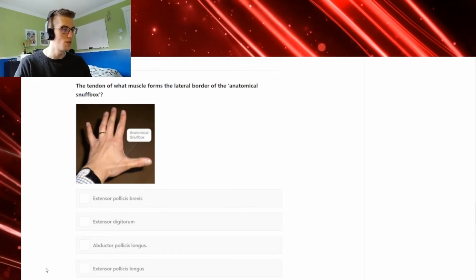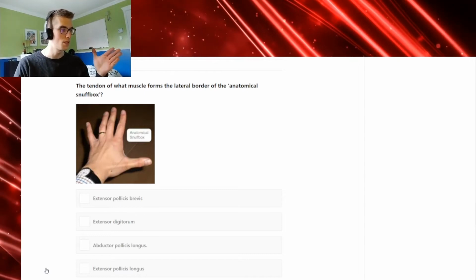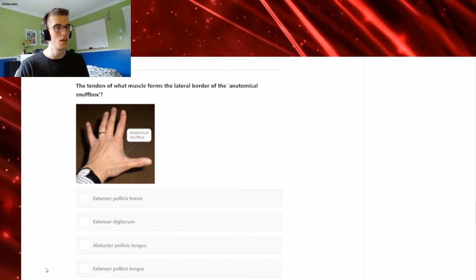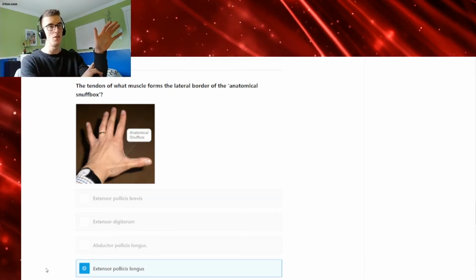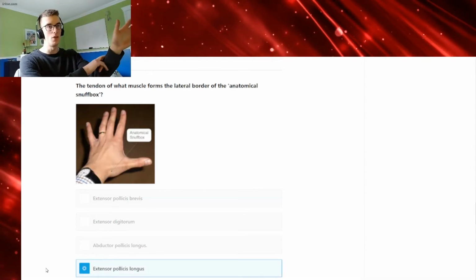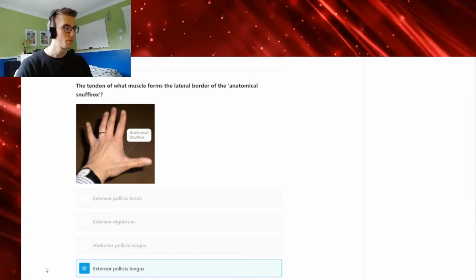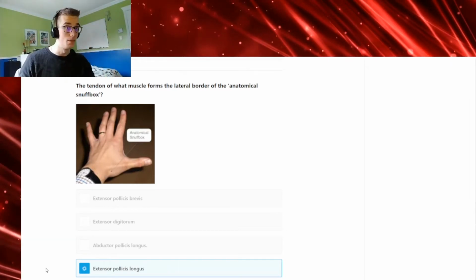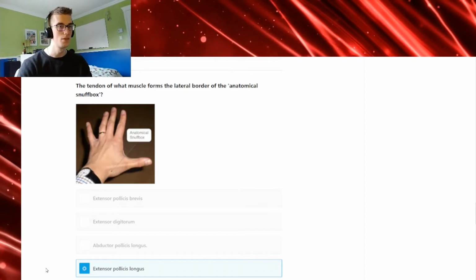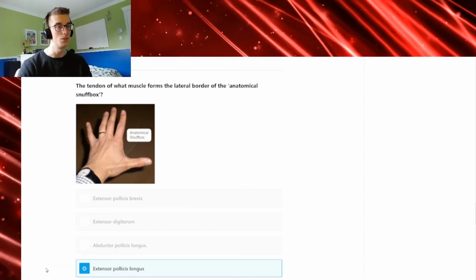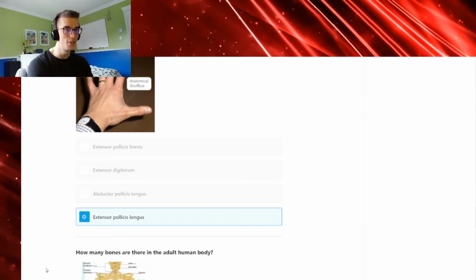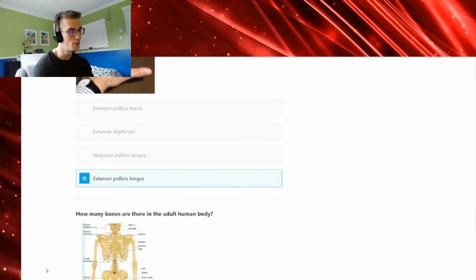So extensor, so extension, pollicis, I think it's for the thumb, and longus because it's outside the region, it comes from a bit higher on your arm. And brevis, it's short, so it comes from the inside most of the time, because some muscles don't follow that rule. So make sure you stay awake to make sure it's the right muscle.